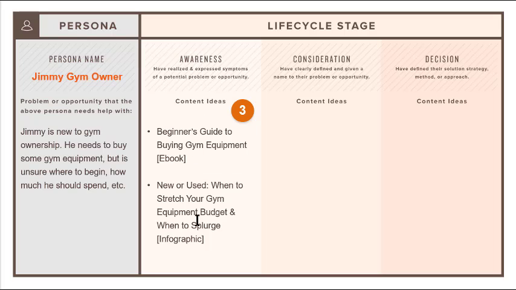So if he's in the awareness stage, the marketing materials that you would most likely create is a book, either an e-book or a print book, that is a guide to buying equipment. So it's everything you need to know about starting your gym kind of thing. You might also develop an infographic about where you can stretch your equipment budget and where to splurge.